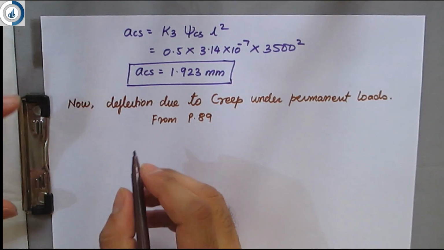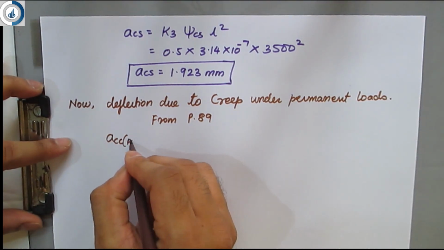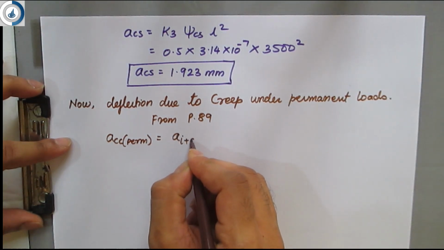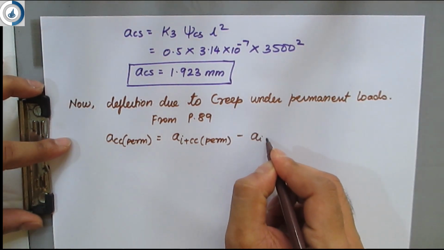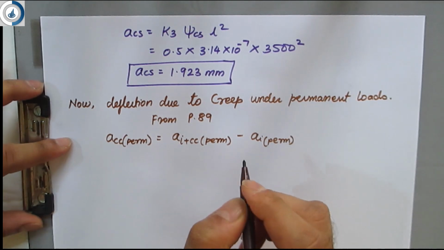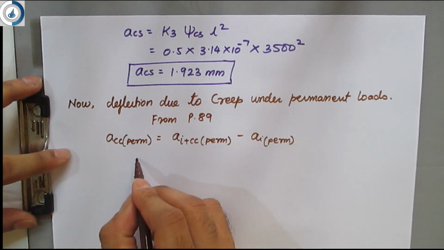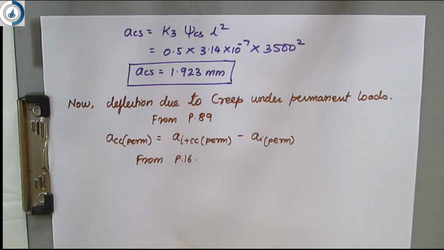So from page number 89, ACC permanent is equal to AI plus CC permanent minus AI permanent. Okay, so now we will proceed with the creep coefficient and all. From page number 16, if the creep coefficient is not given in the problem, then you have to refer to page number 16 to find out the creep coefficient depending upon the age of loading.